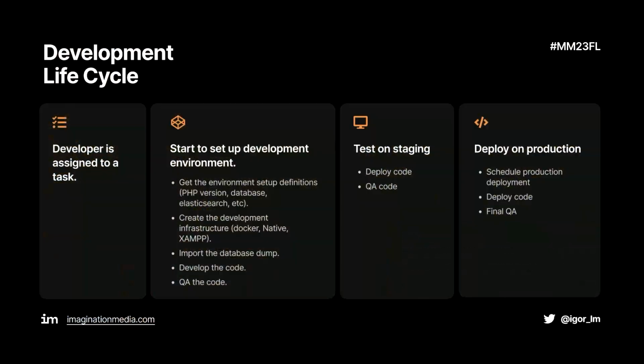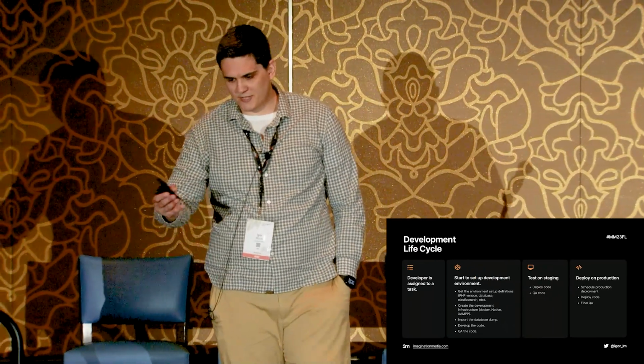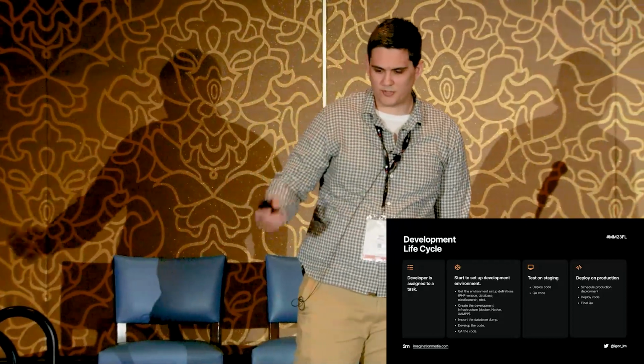So first, I would like to start by talking a little bit about the development life cycle. This is usually how things happen on the development side. A developer is assigned to a task, and then if it's the first time working on a project, he or she will have to set up a local environment that matches the production or the staging environments, meaning they must have the same PHP version, database, Elasticsearch, and everything.